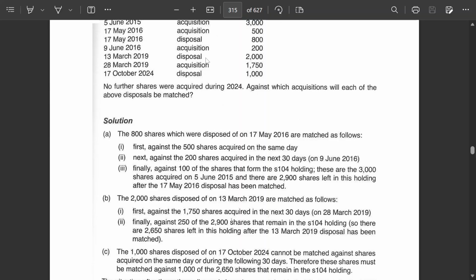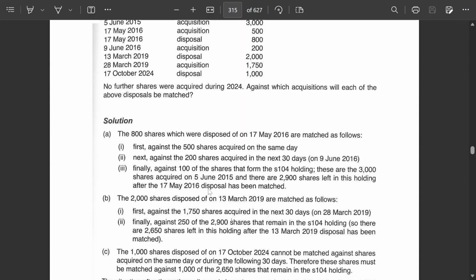Next disposal here, you see, 13th March. Did you buy anything on 13th March? Nothing. Okay, so did you buy anything within 30 days of 13th March? Yes. On 28th March, you bought 1750. So I need to find a matching cost basis for 2,000 shares. I already found 1750 by the second rule, so I just need to take care of 250 more.